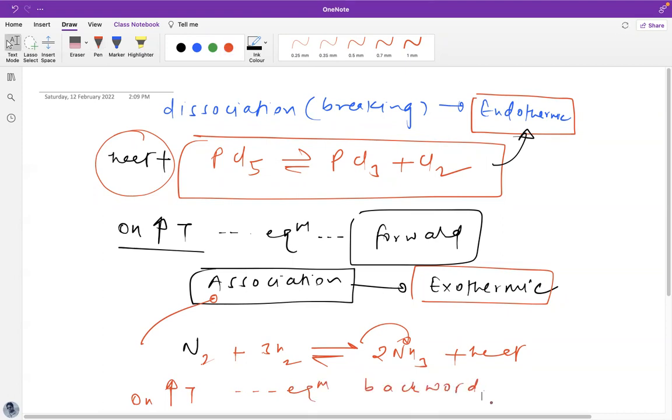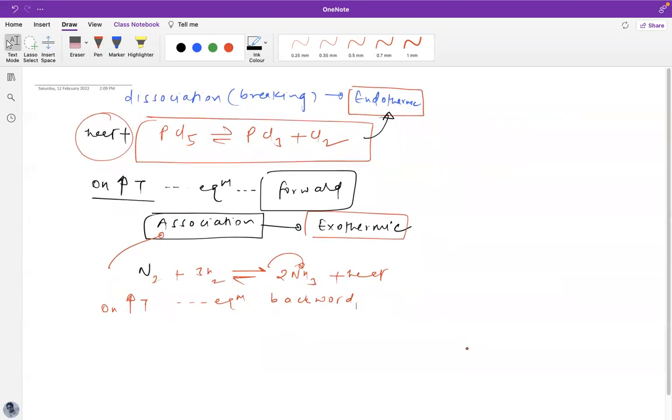Make sense? Please tell me. Any doubt? Please write down this one. So this is all about your equilibrium. I have discussed each and every important topic related to equilibrium. Now we can move to the questions.